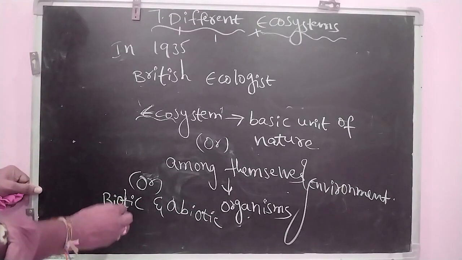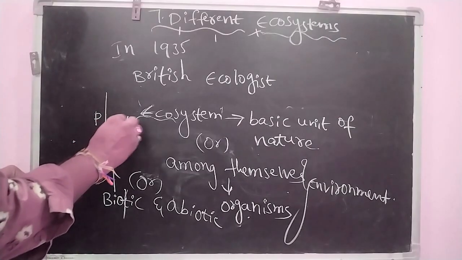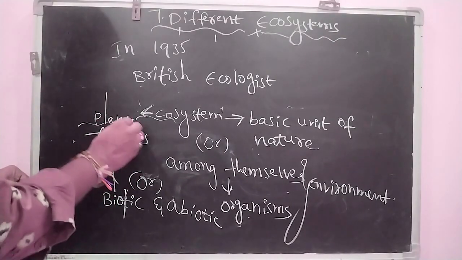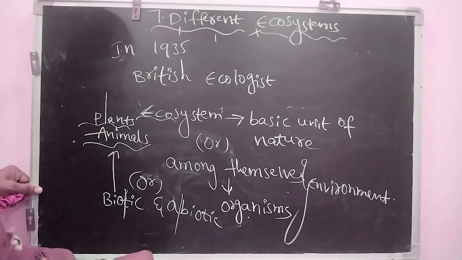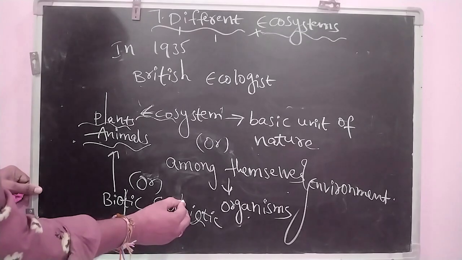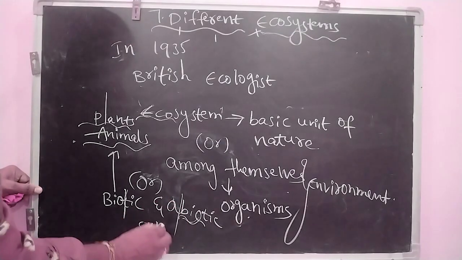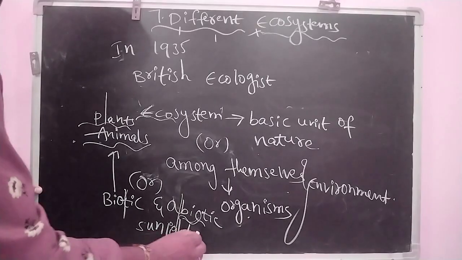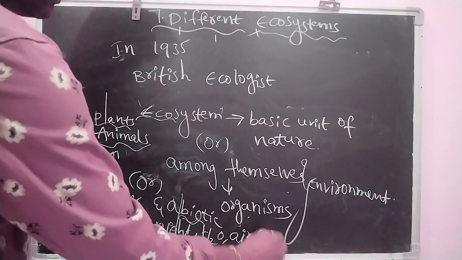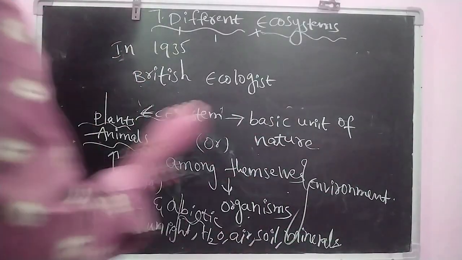So here bio means life, biotic components means plants, animals, and their interaction with abiotic components. A means absent. What is absent? Life is absent, meaning physical factors. Here physical factors means sunlight, water, air, soil, minerals, all these come under abiotic components.